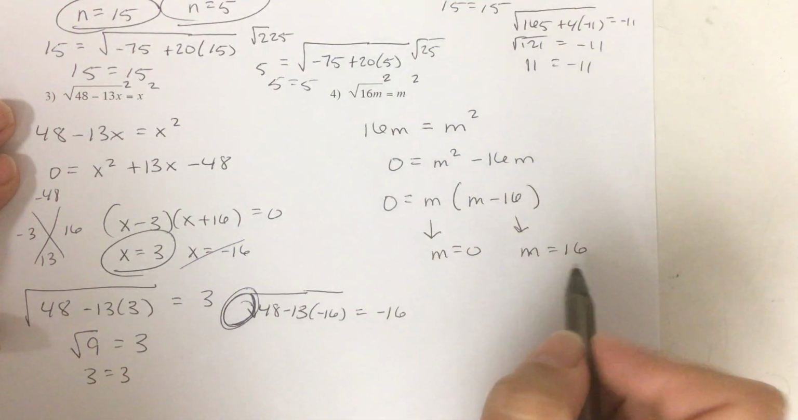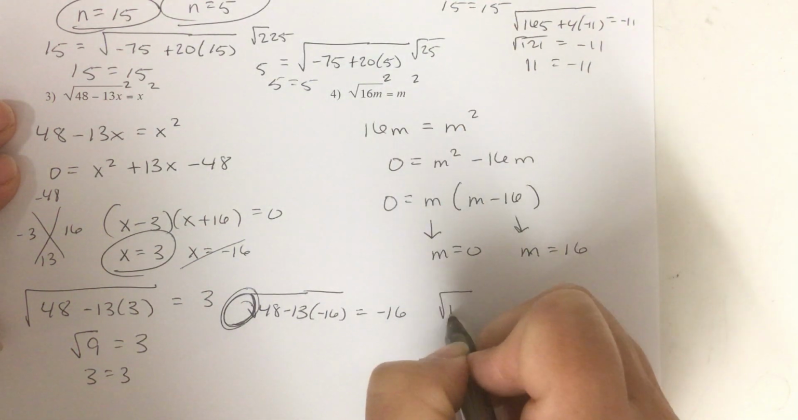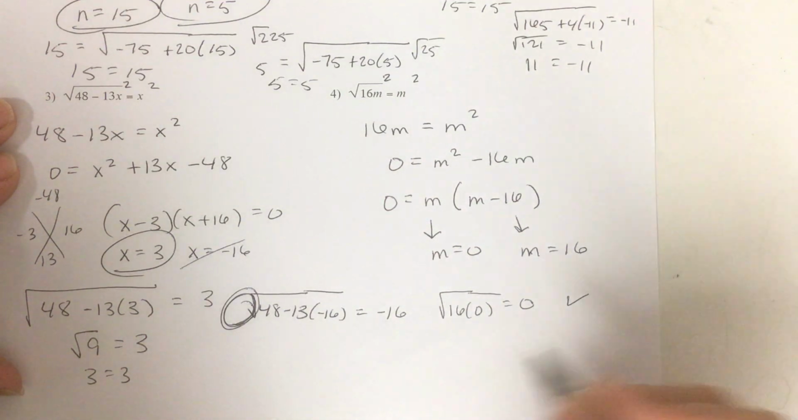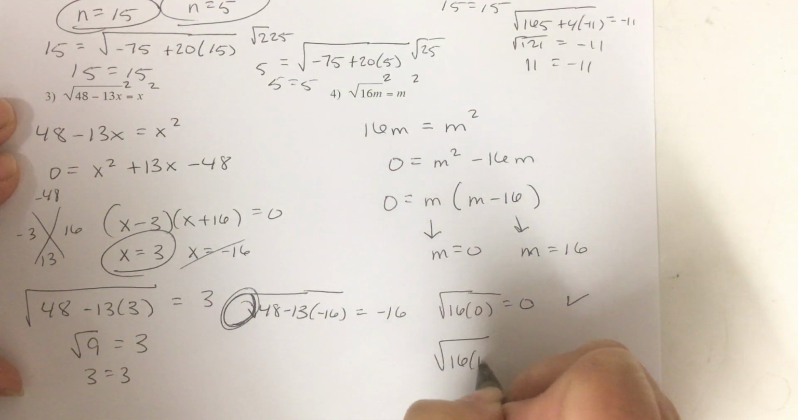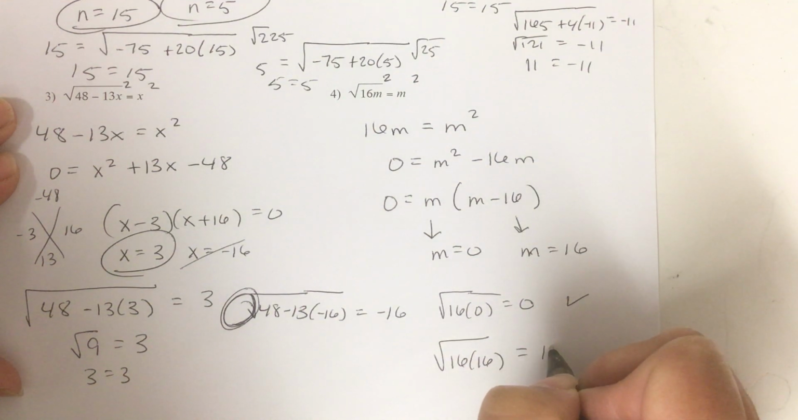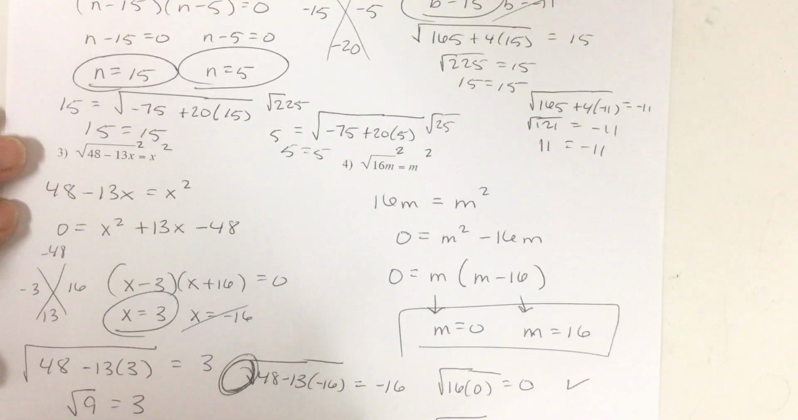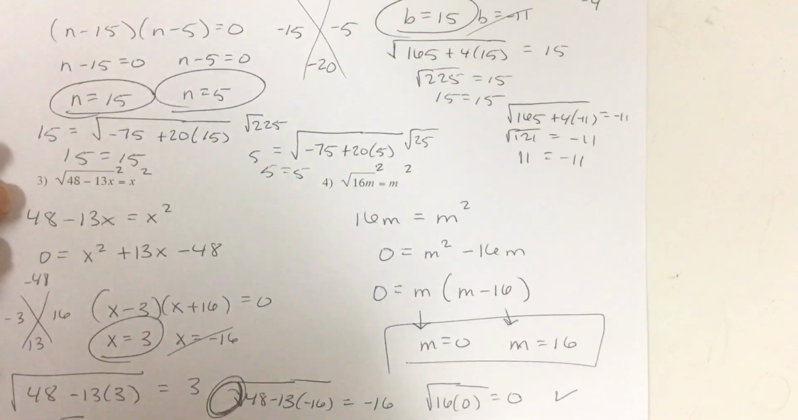Now I can tell they're both going to work. If I plug 0 in, I get the square root of 16 times 0 equal to 0. That's going to work. And the square root of 16 times 16 is equal to 16. That's going to work. So I have those two answers. Okay, that's the first 4. The next video is the last 2.